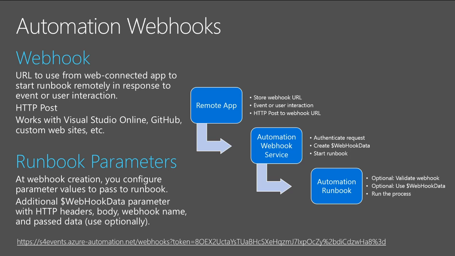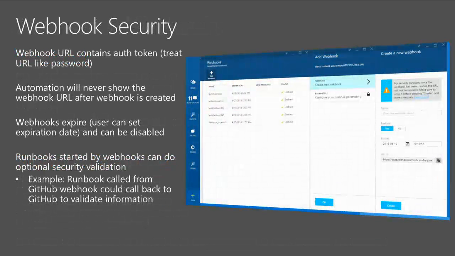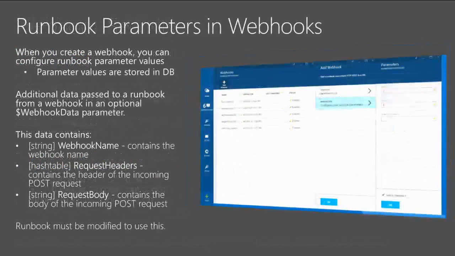One of the things that happens when you create a runbook is you can set the parameters that you want to pass into the runbook. And also, what will come out of a webhook is some parameters. So when that webhook actually calls your runbook, not only will you get the runbook parameters that you set when you created the webhook, but there's also another set of parameters that are passed in a very special parameter called the webhook data parameter, and that's going to give you the name of the webhook.